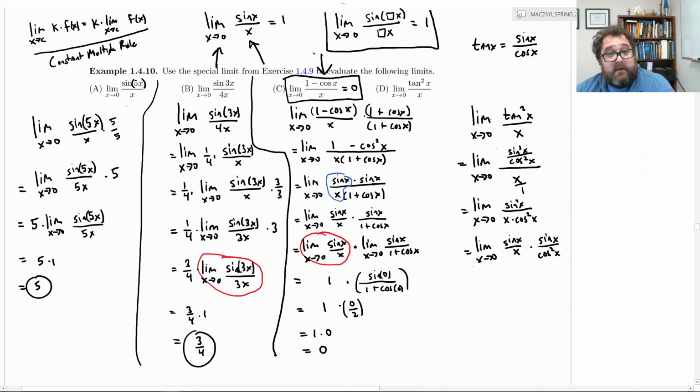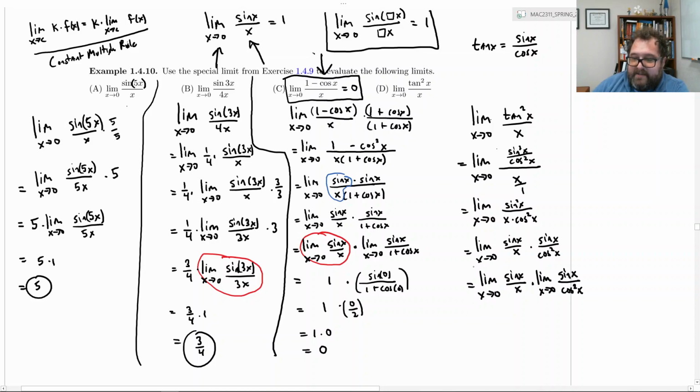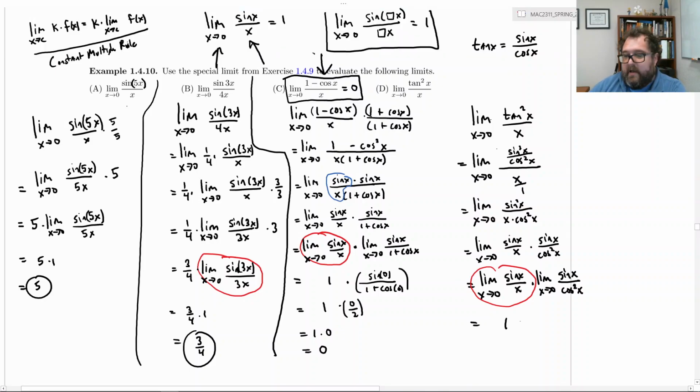But now I can use the product property of limits to take these limits individually, provided they exist, of course, but we'll verify that. So the limit of sine x over x times the limit as x goes to 0 of the other leftover portion, which is sine x over cosine squared x. Now, just like before, that first limit is our memorized limit. We know what that equals. It equals 1. And the second limit we can take via direct substitution.